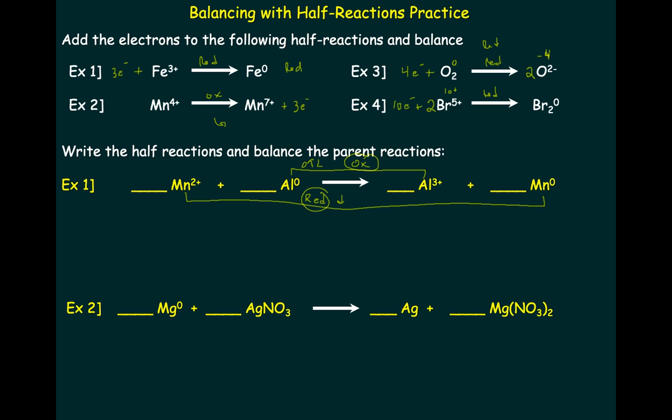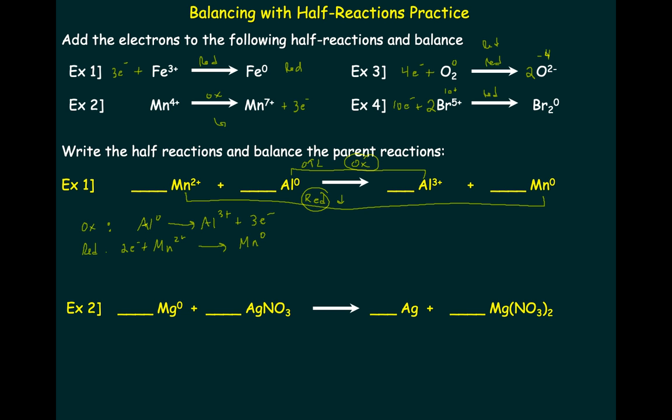So it really depends on what you want to write first. I tend to write my oxidation ones first. So my oxidation half reaction will be Al0 goes to Al3 plus. And the only way to get 0 on this side if I have 3 plus is adding 3 electrons. So that would be 3 plus 3 minus is 0. And my reduction reaction is going to be Mn2 plus goes to Mn0. And the only way to get 0 on this side is to add my 2 electrons.